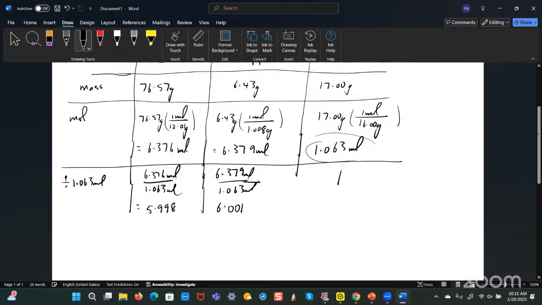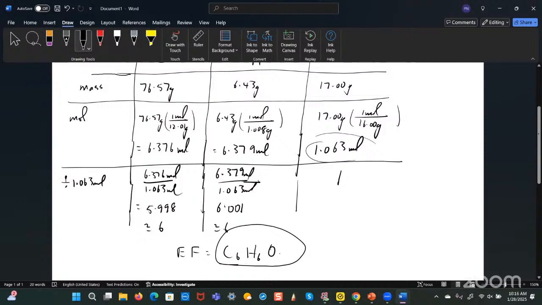According to my calculator here, the answer is 6.001, right? Now we can see clearly that 5.998 is very close to 6, and 6.001 is very close to 6. So therefore, the empirical formula will be C6H6O. That's it. Right?